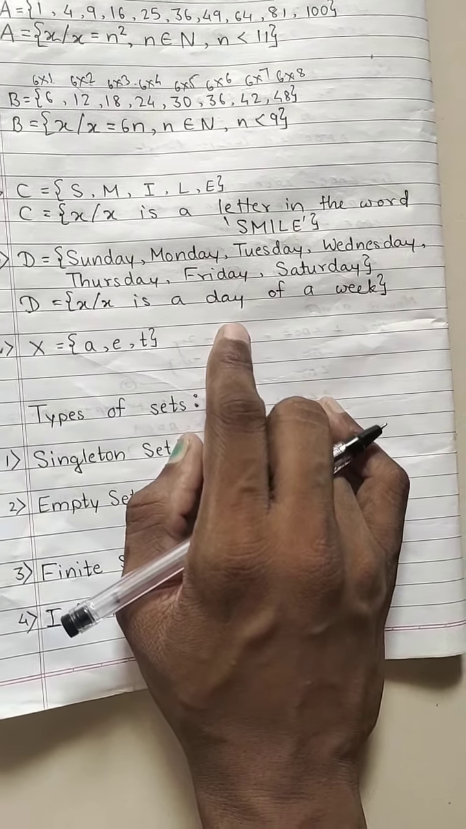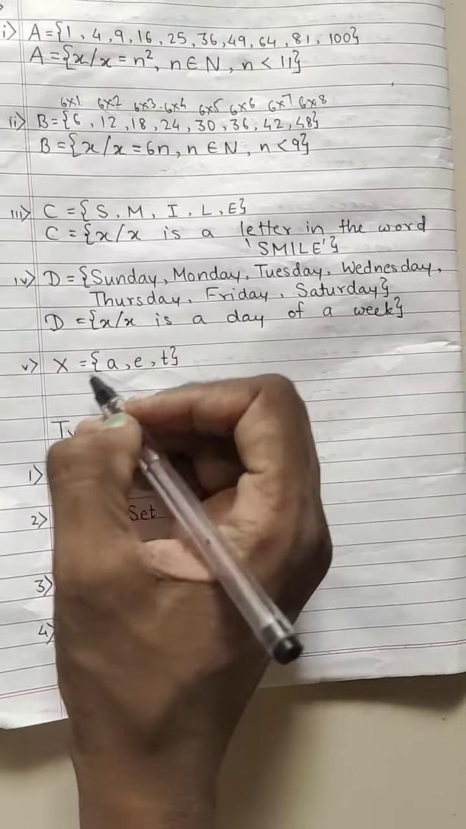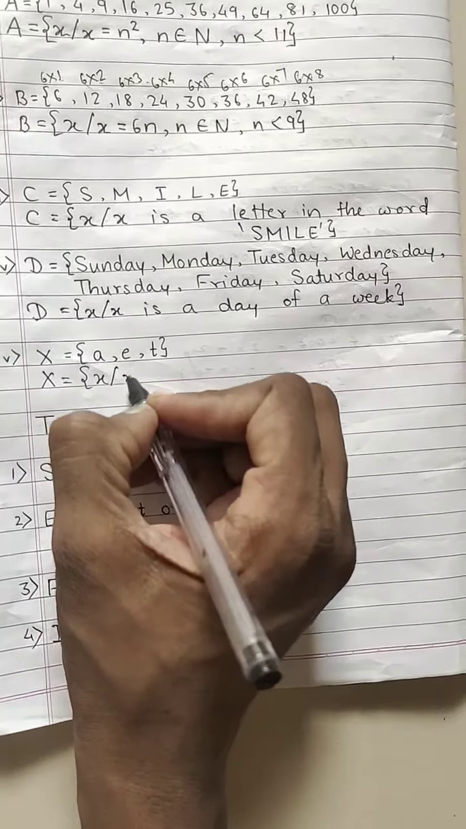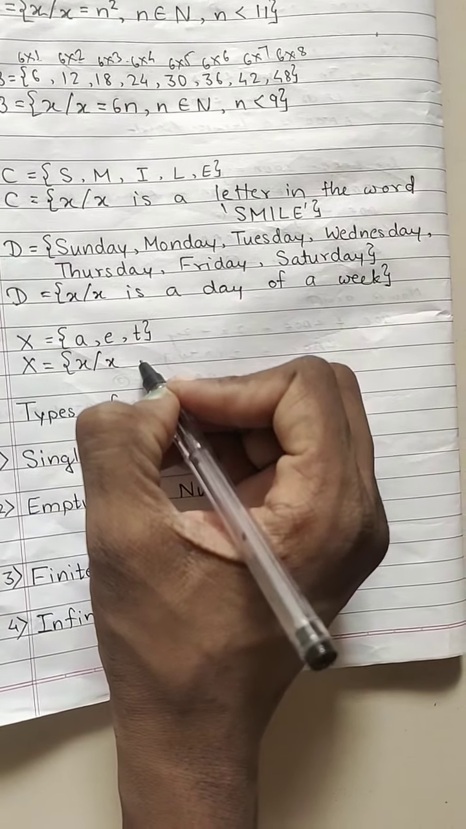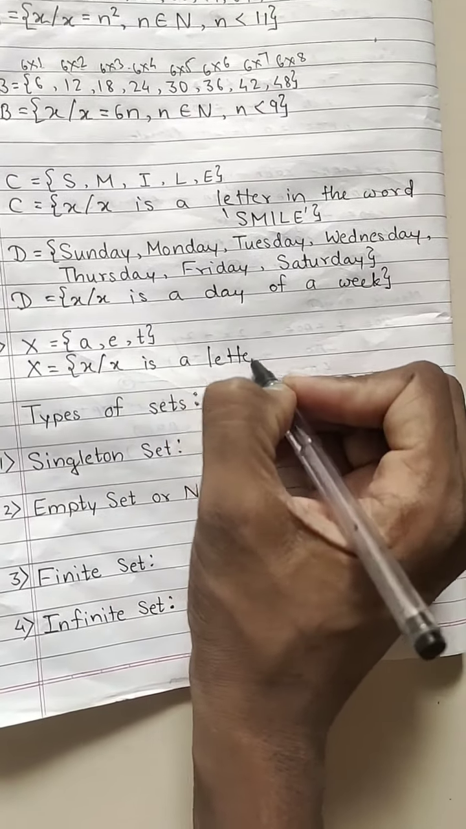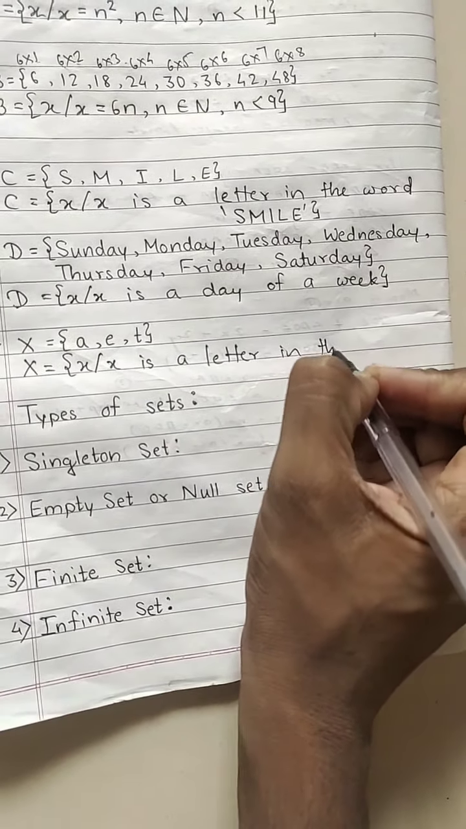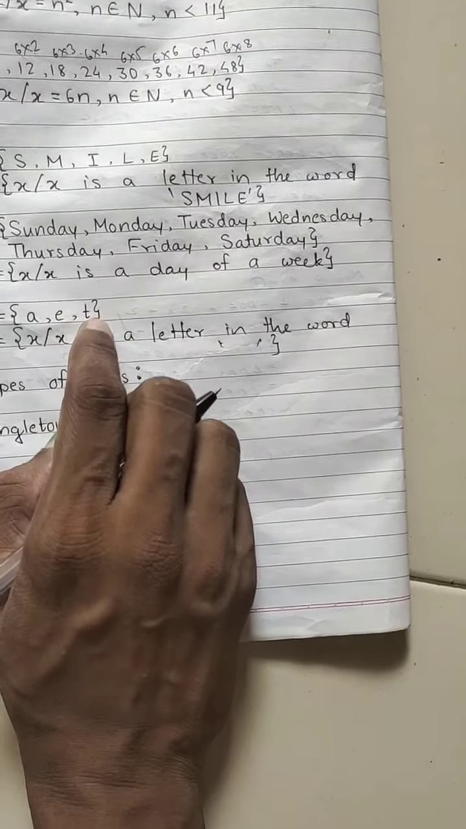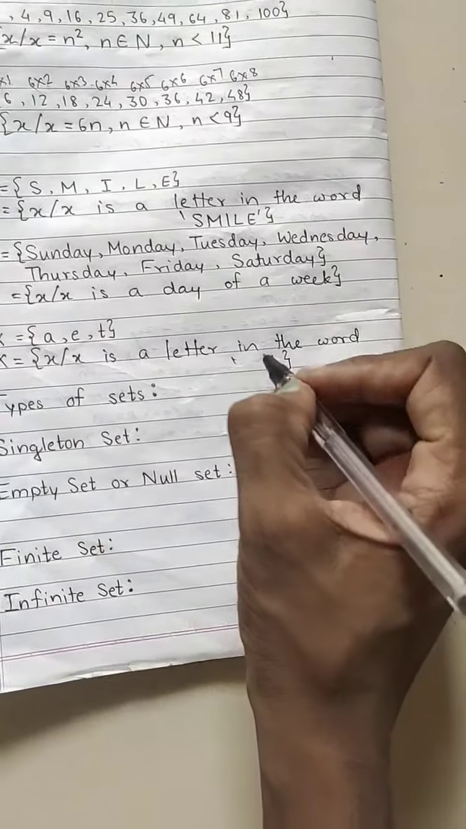Clear with this? Now last one is what? This is also letters in the word. Now tell me which word is this? Is a letter in the word. Which word can you form from using these three letters? You can have tea or eat. Let us write tea.